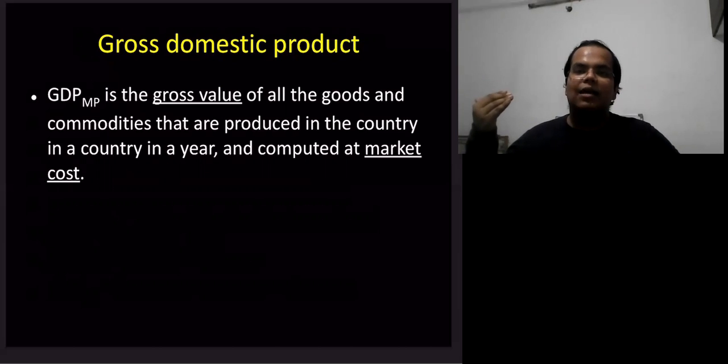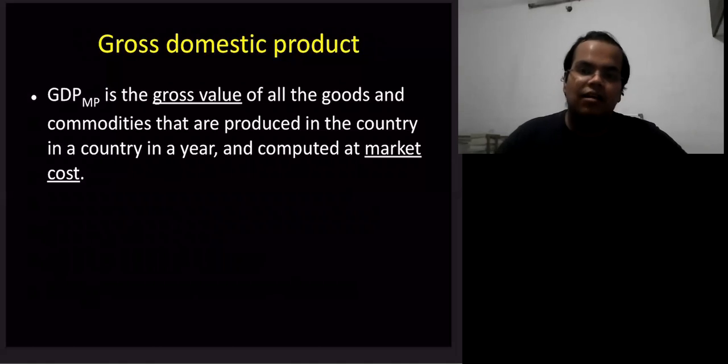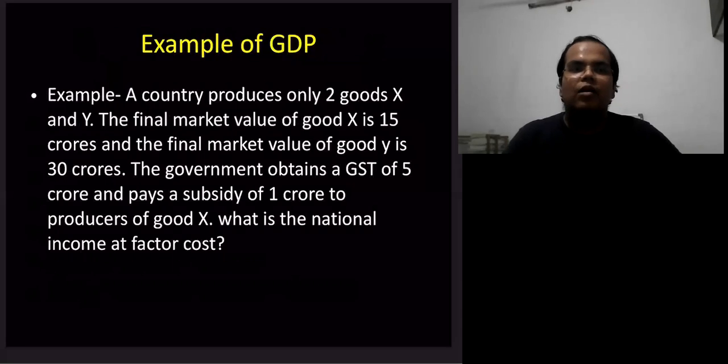In the previous example, NNP at FC, we were talking about the net value. Here we are talking about the gross value. In the previous case, we were talking about the factor cost. Here we are talking about the market prices. So the distinction is very clear. All right, but still, we'll have a look at one example in order to understand it.